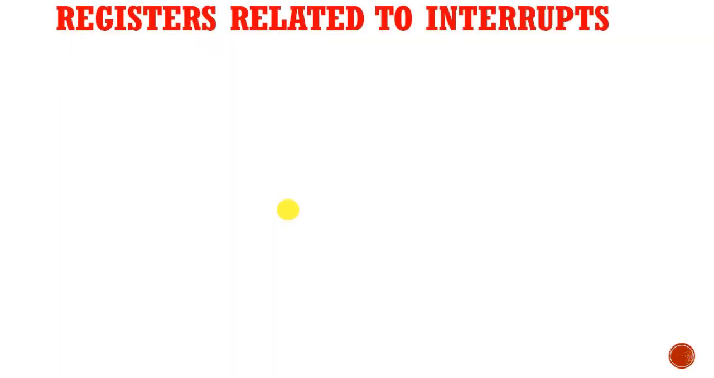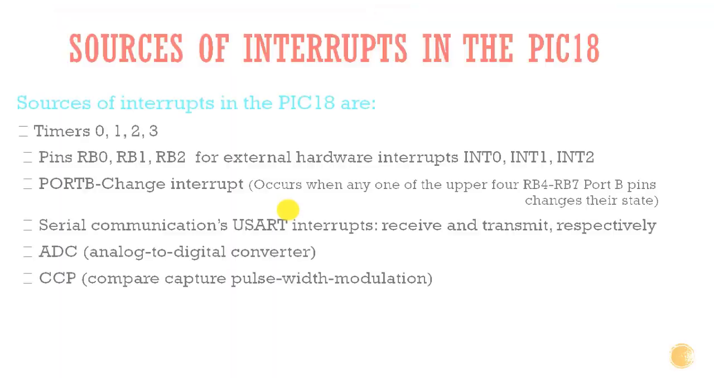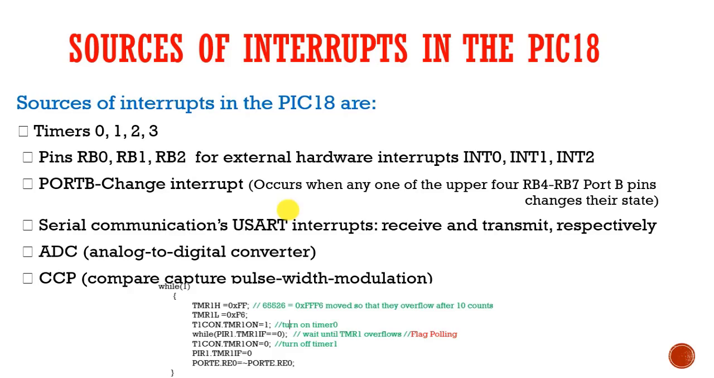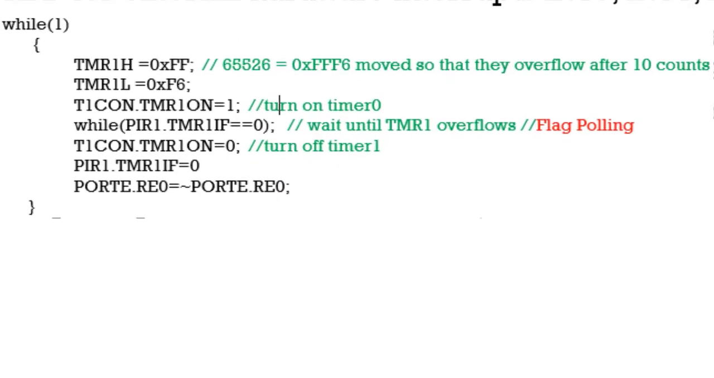So all of these are the sources of interrupts that we need to remember because we can use them in our code. So what's the basic need that we have to generate interrupts? Normally we were using flag polling. So what's flag polling? Flag polling is something where you make your code stay at some point.